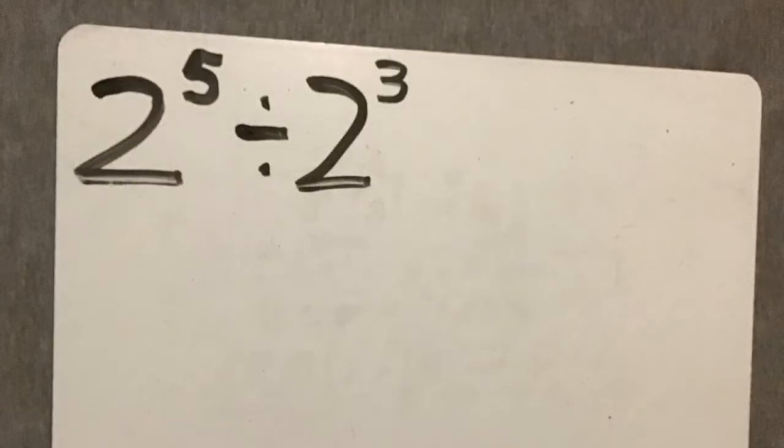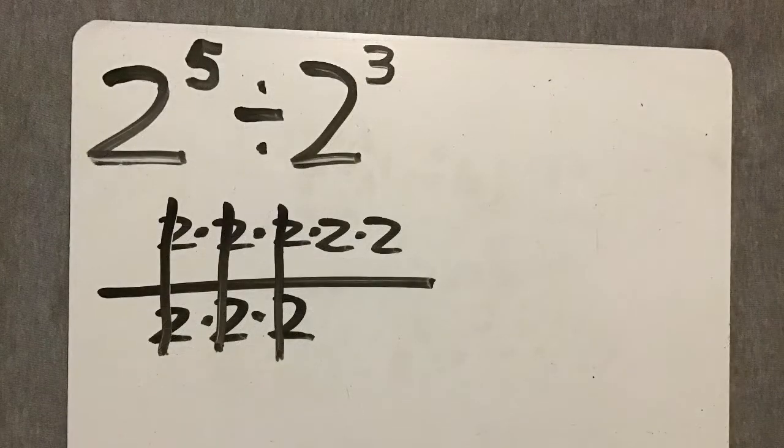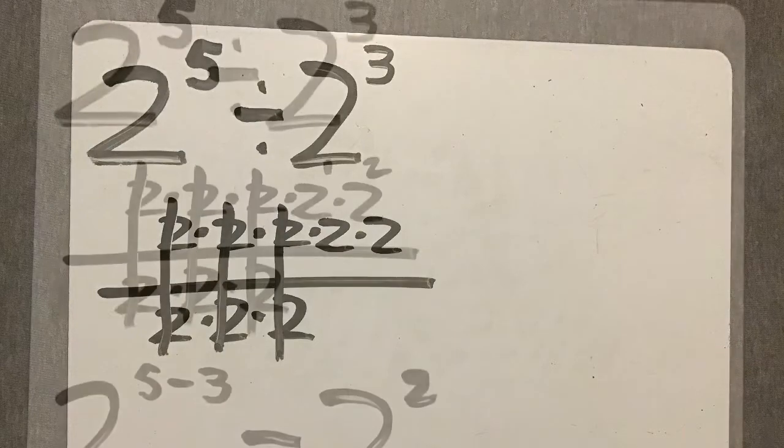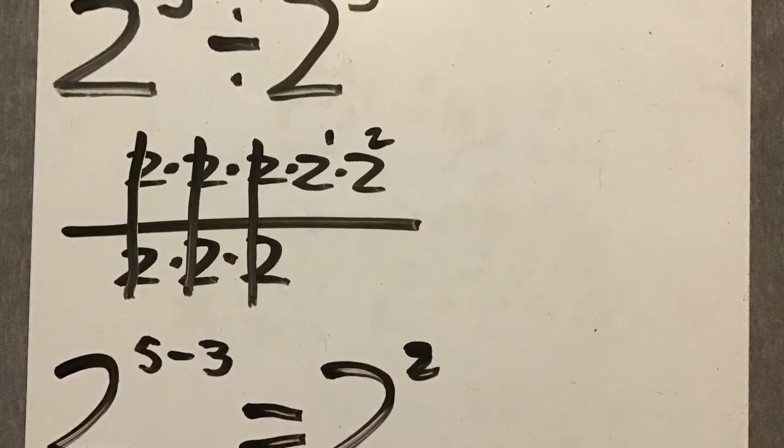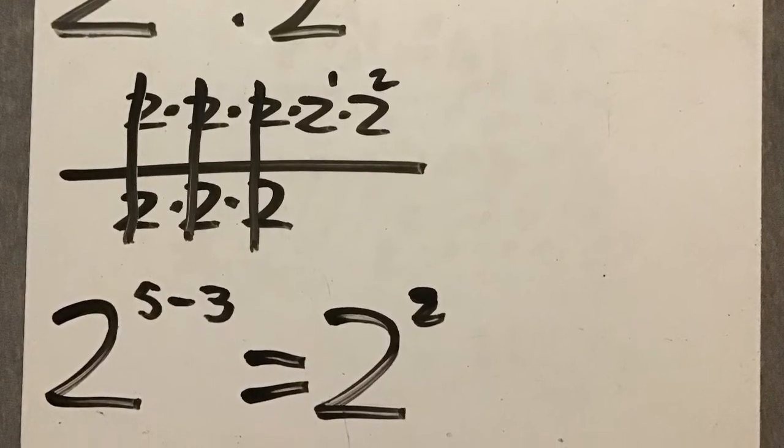Another example is 2 to the fifth power divided by 2 to the third power. When we multiply it out, there are 5 2's on top and 3 2's on bottom. When we have the same number on top and bottom of a division problem, we cross them out because they equal 1. We're left with 2 2's, which equals 2 squared.